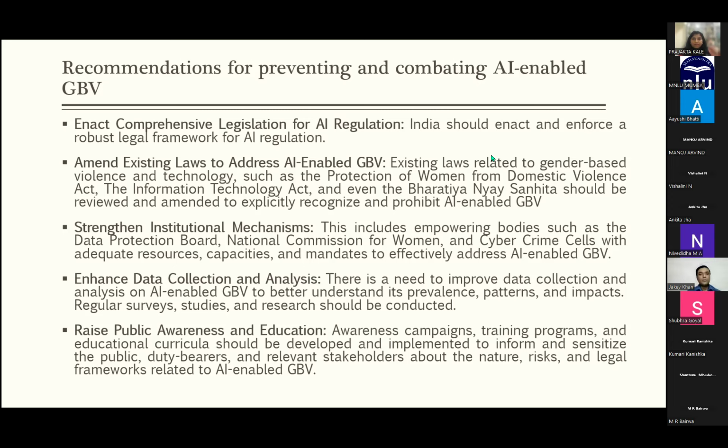Secondly, we need to amend our existing laws to address AI-enabled GBV. We need to strengthen the institutional mechanisms because most of the enforcement agencies, even the judiciaries, are not well-versed with AI technologies as such. And this is the need of the hour. Thereafter, we have to enhance our data collection and analysis in order to better understand the prevalence, patterns as well as impacts. And lastly, we need to raise public awareness as well as education. By educating the relevant stakeholders about the nature, risk, and legal framework related to AI-enabled GBV, we can curb these issues. So this is my last slide. Thank you. Thank you, ma'am.